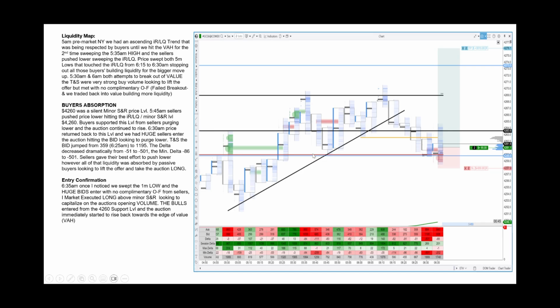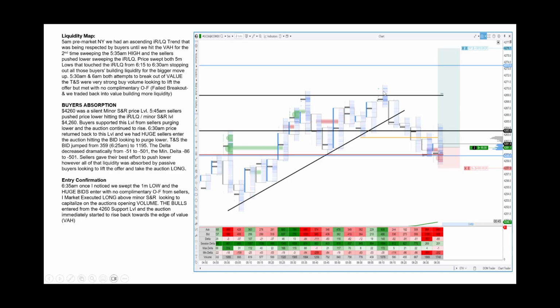We also hit a key level that I'm going to start explaining later down the line, which was this 4260 level, this minor support and resistance level. At 5:35 we push up into the value area high, sellers respect and defend it, we push down, and we hit this internal range liquidity trend line.